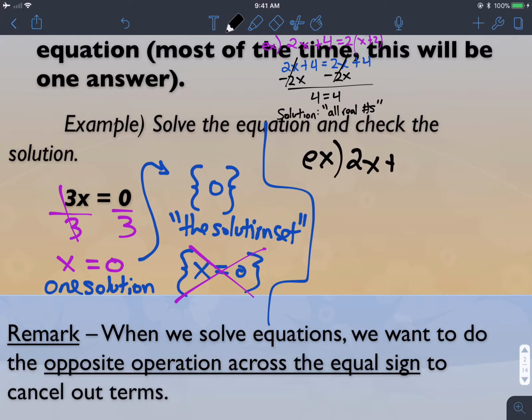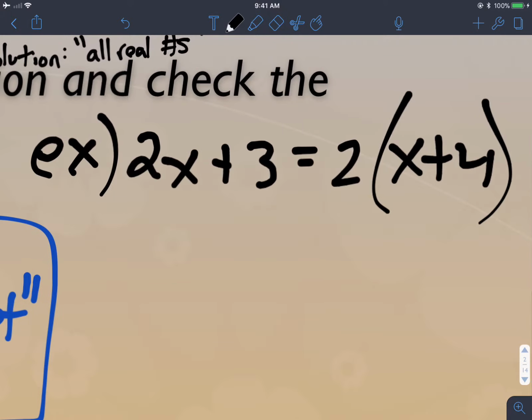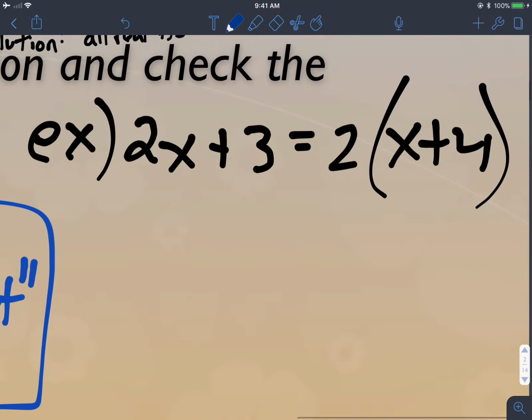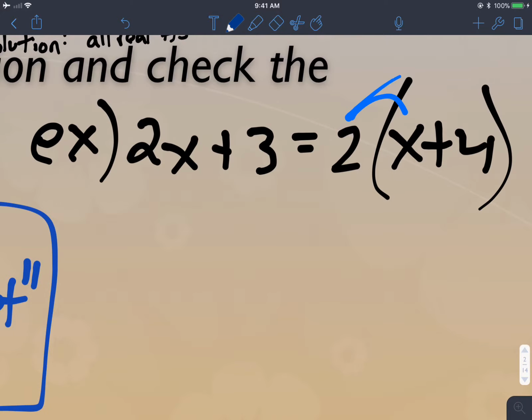2x plus 3 equals 2 times x plus 4. Okay. Third type. I'll do the same thing. Distribute the 2.